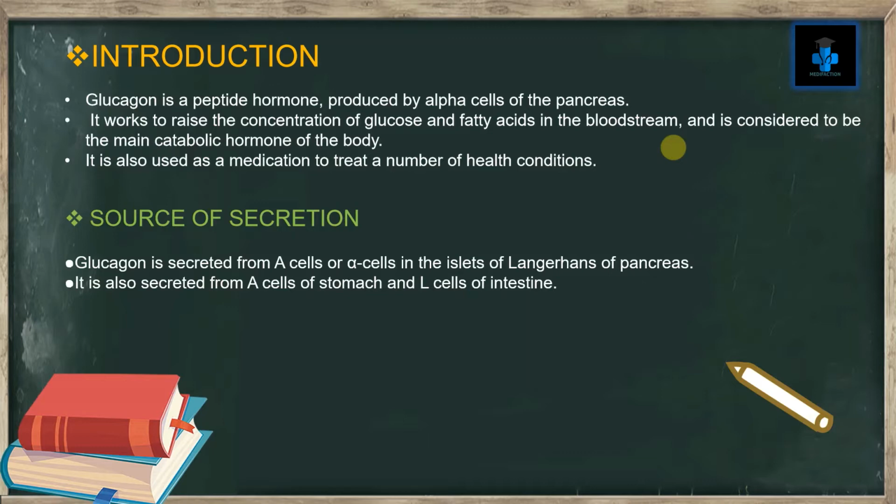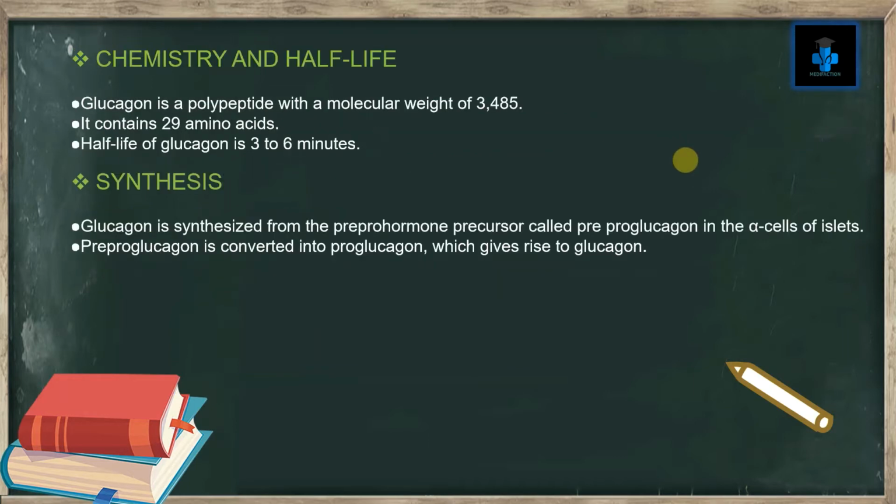Source of secretion. Glucagon is secreted from A cells or alpha cells in the islets of Langerhans of pancreas. It is also secreted from A cells of stomach and L cells of intestine. Chemistry and half-life. Glucagon is a polypeptide with a molecular weight of 3485. It contains 29 amino acids. Half-life of glucagon is 3 to 6 minutes.